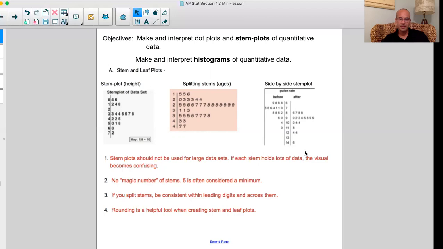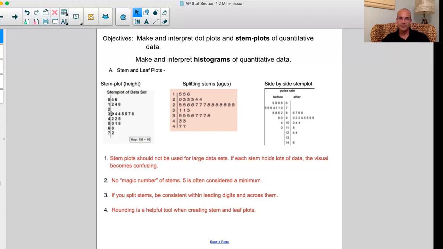Stem plots should not be used for really large data sets. It's not really as telling when you do that. If each stem holds a lot of data, like I said, the visual becomes pretty confusing. There's no magic number of stems. So if you're choosing whether you want to split or not, there is no magic number, but 5 is usually about as low as you're going to go. If you split stems, be consistent with leading digits across them. And what they mean by that is this. If you're going to go 25 through 29, then you need to go 35 through 39 down the line.